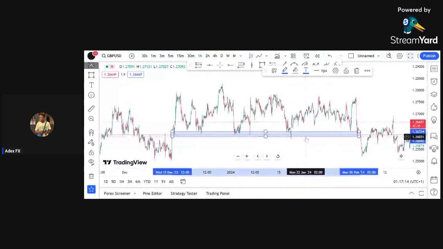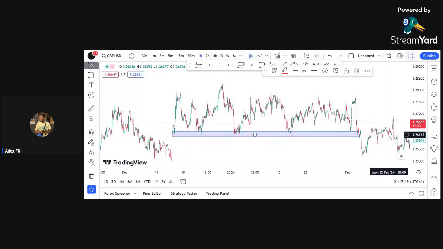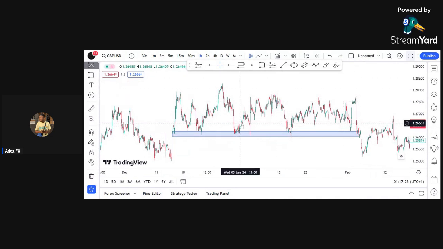So let me delete that. So that's about the floor. So let me also do one more example for the roof. Let's see if we can have this.